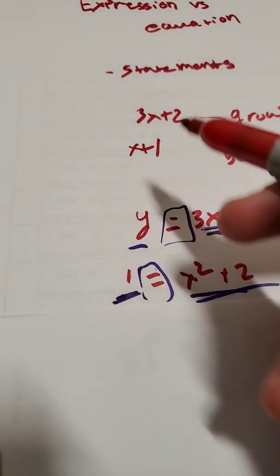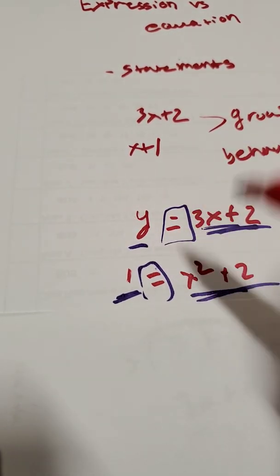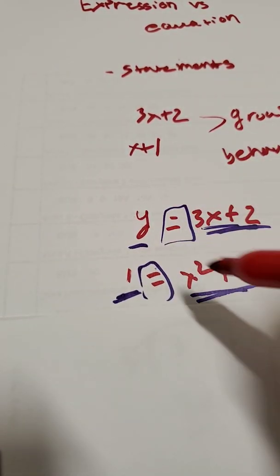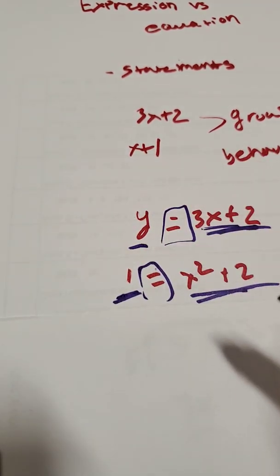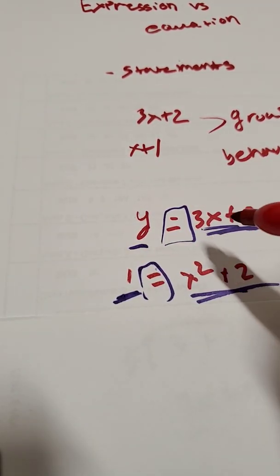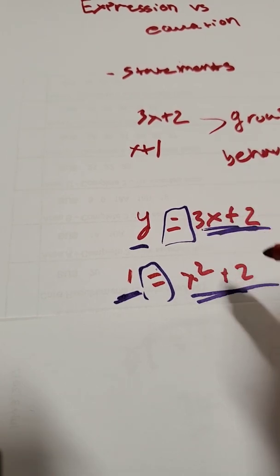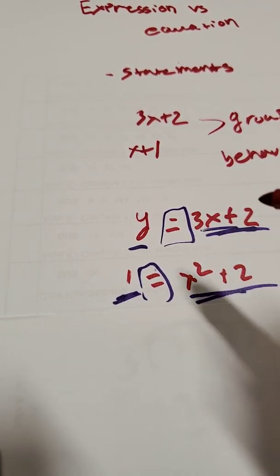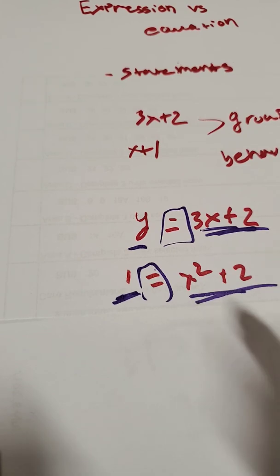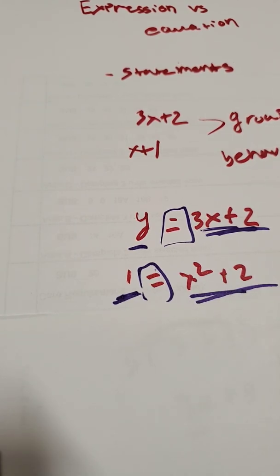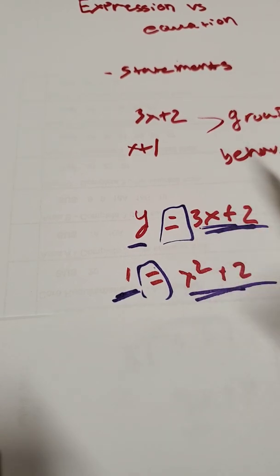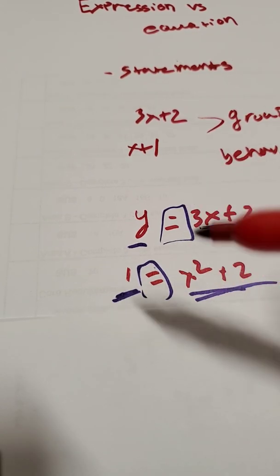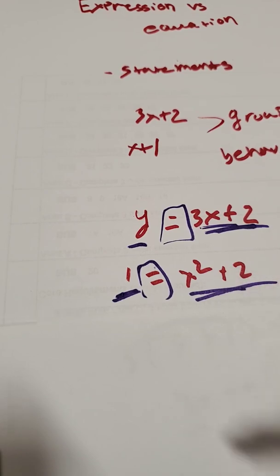An example: y is equal to 3x plus 2. This equation is saying a number y is the direct outcome of multiplying any number by 3 and adding 2 to it. Or another example, 1 is equal to x squared plus 2. This is saying the outcome of x squared plus 2 is 1.